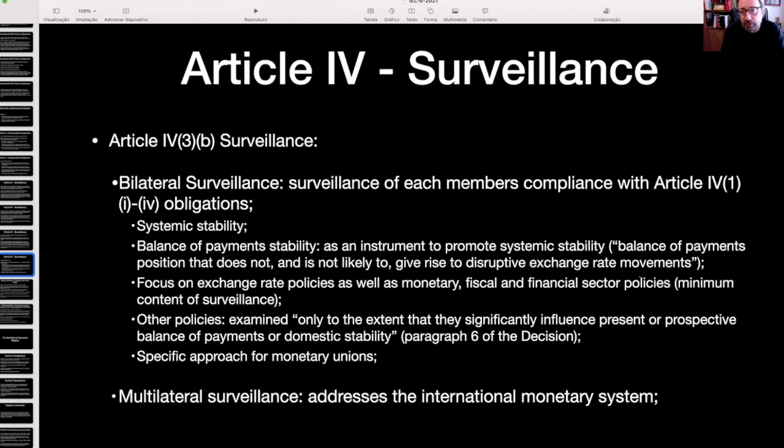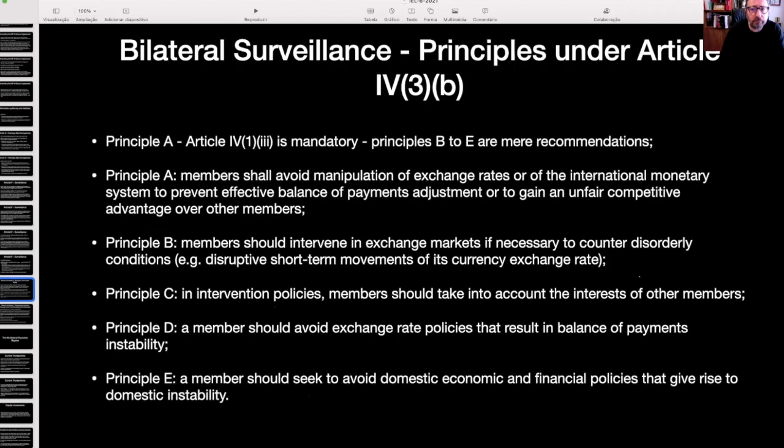Because monetary unions, such as the Eurozone, have particular problems, there's a specific approach to the economic policies in monetary unions. Okay, so that's bilateral surveillance. Multilateral surveillance obviously looks at the world from a more global perspective, and so it looks at the international monetary system as a whole. Okay, so those are the two types of surveillance that you have in Article 4. Okay, then there are a number of principles.